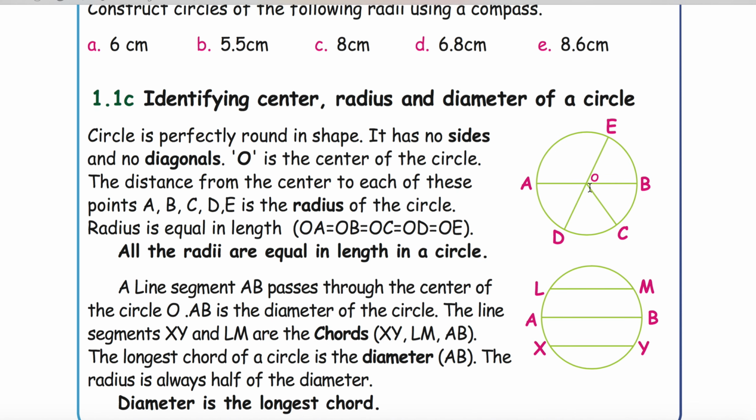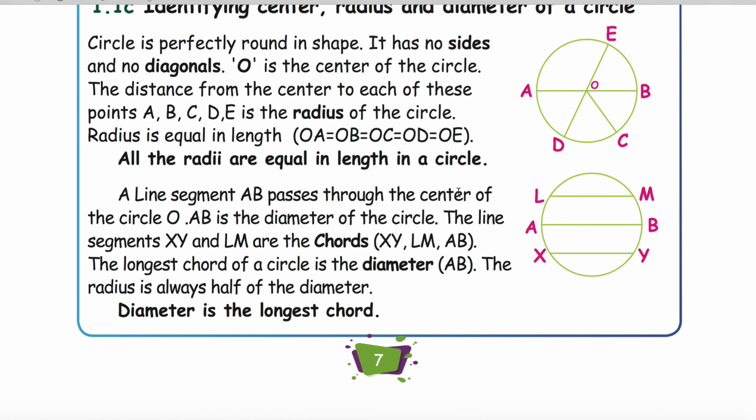What is radius? From the center to the outer edge is called the radius. OV is a radius, OC is also a radius, OE is also a radius, OD is also a radius, OA is also a radius, and they are all equal in length. These line segments which are drawn are called chords: XY, LM, AB. The longest chord is nothing but the diameter, and the radius is half of the diameter.